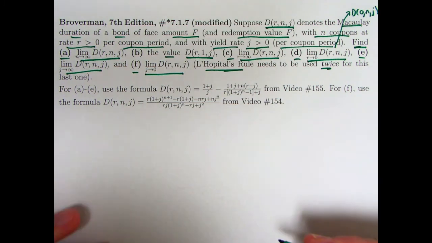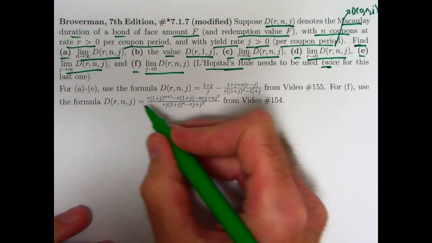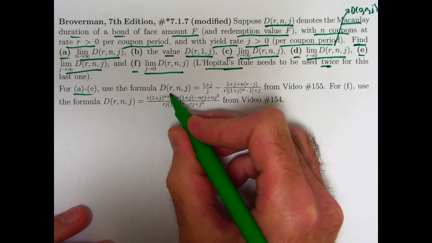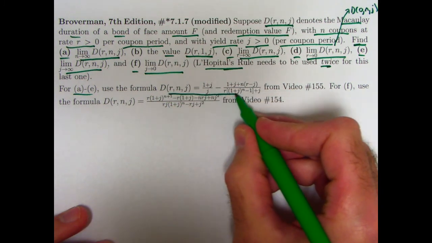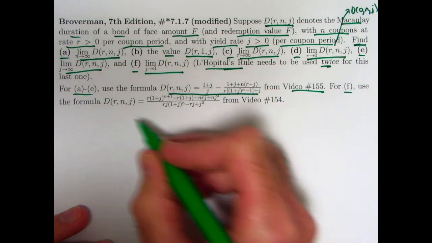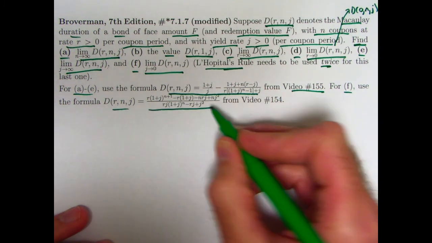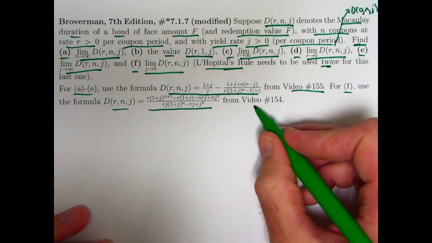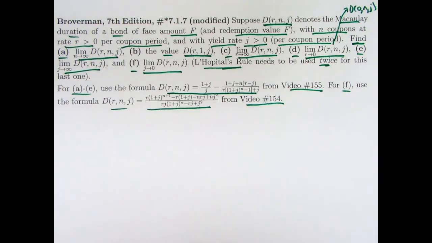Some extra directions as well in what you see here. For parts A through E, we're going to use the formula that you see right here. That was from video 155, the last one. And for the last part, it's going to be better to just write it as one fraction so we can apply L'Hopital's rule. We're going to use that formula from video 154. So again, you should watch those videos first. All right, here we go.